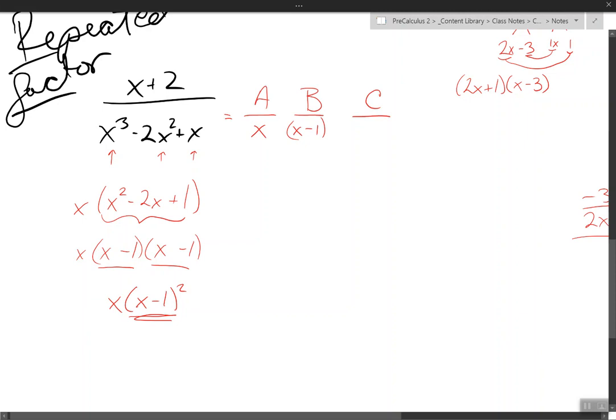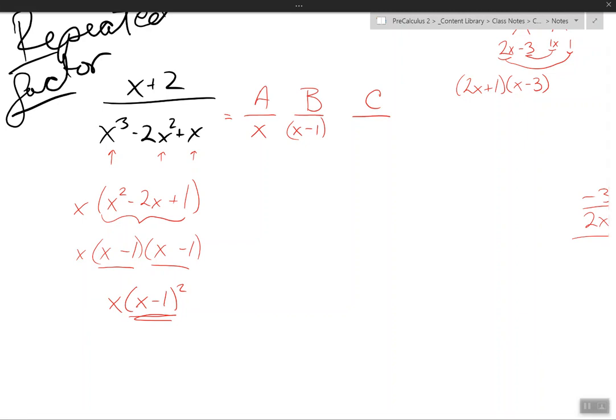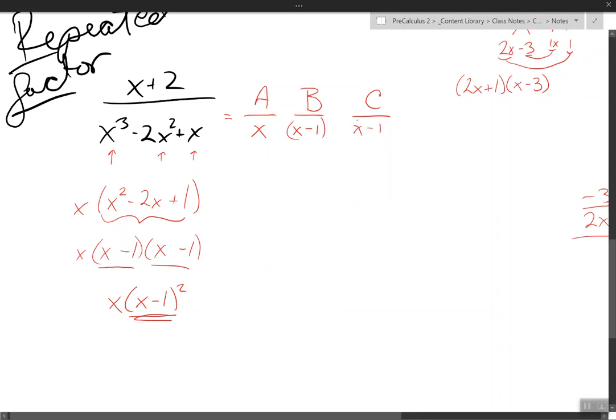And for C, this is where the little special part comes in. We don't just do x minus 1. Since it's a repeated factor, we do that factor squared, since it's the second time we're seeing it. So second time we're seeing it, it is squared.